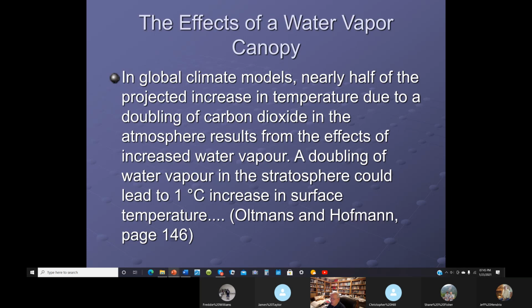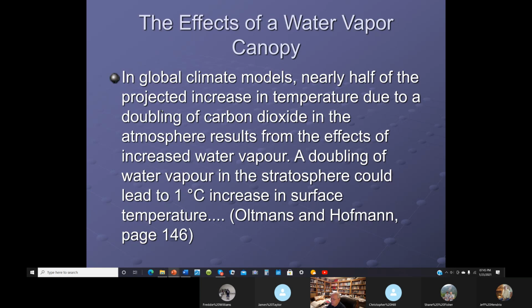In global climate models, nearly half of the projected increase in temperature due to the doubling of carbon dioxide in the atmosphere results from the effects of increased water vapor. A doubling of water vapor in the stratosphere would lead to a 1 degree Celsius increase in surface temperature, according to Oltmans and Hofmann. That's what they claim, 1 degree Celsius. Now, that's not a whole lot, 1 degree Celsius. But if you put it all over the world, it would affect things.